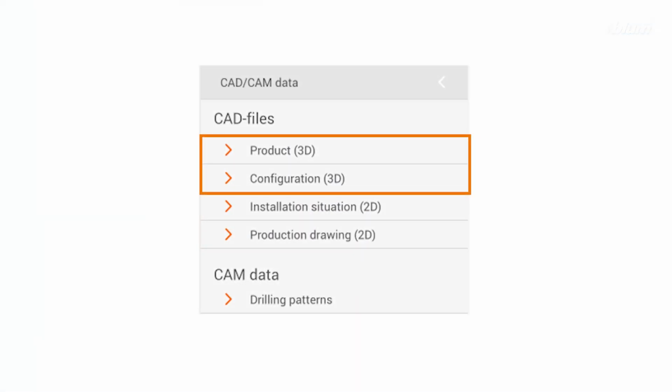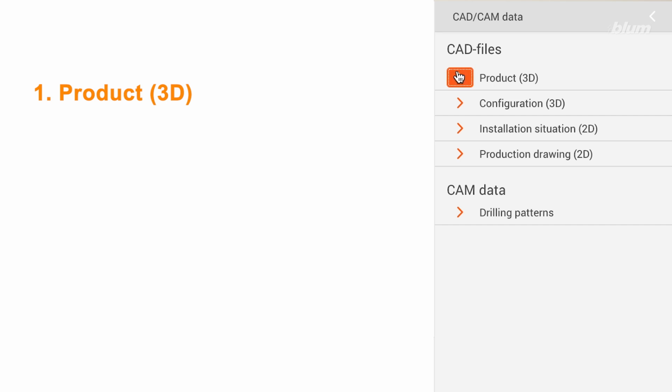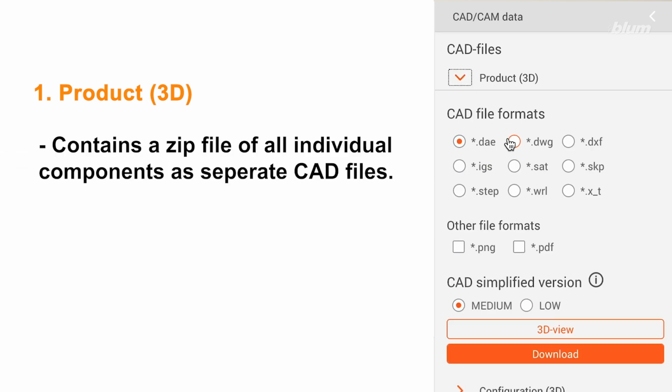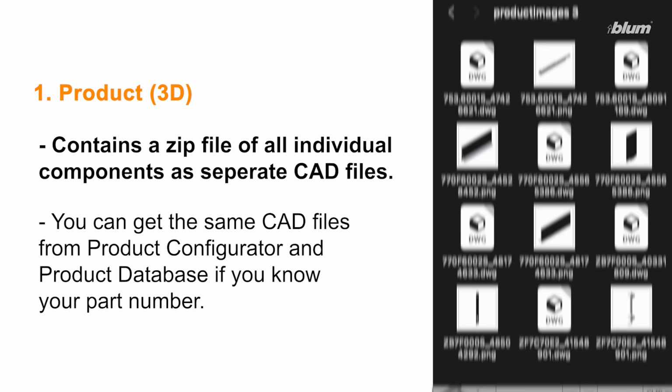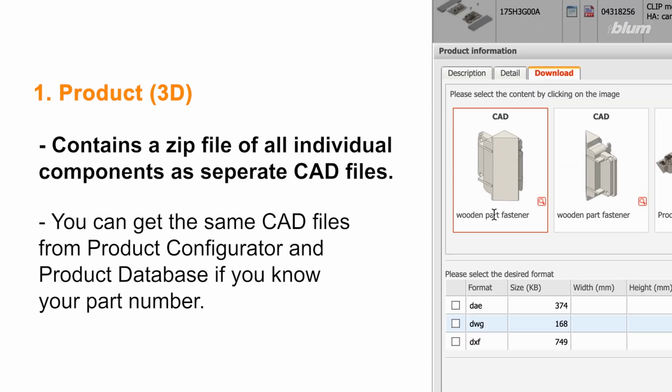3D formats. 1. The product in 3D. This option provides you with a zip file containing all individual components as separate CAD files. Product 3D is the only CAD data overlap between the Product Configurator and the Product Database, meaning you can get the same CAD files from Product Database if you know your part number.